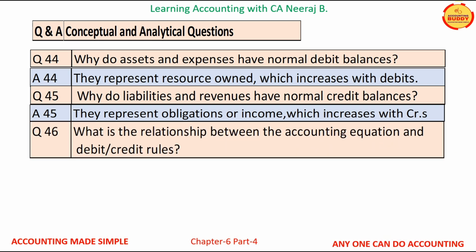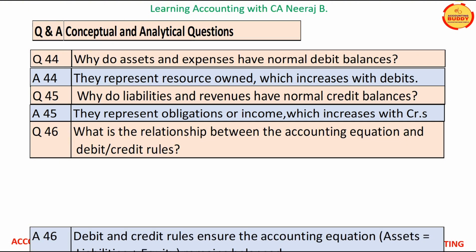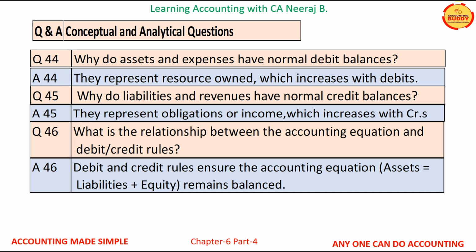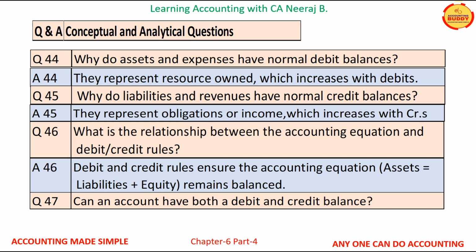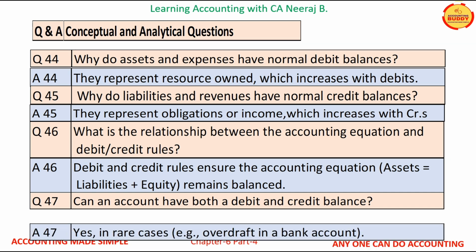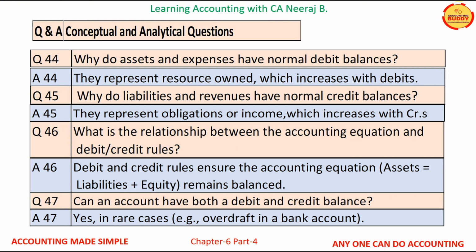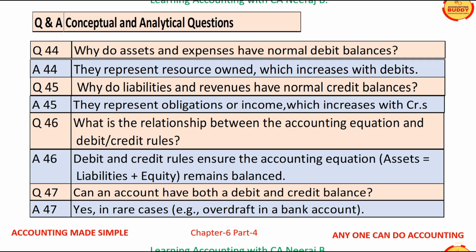Question number 46. What is the relationship between the accounting equation and the debit and credit rules? The answer is debit and credit rules ensure the accounting equation remains balanced. That is, assets of the business are always equal to liabilities plus equity. Question number 47. Can an account have both a debit and a credit balance? The answer is yes, in rare cases. For example, overdraft in a bank account.